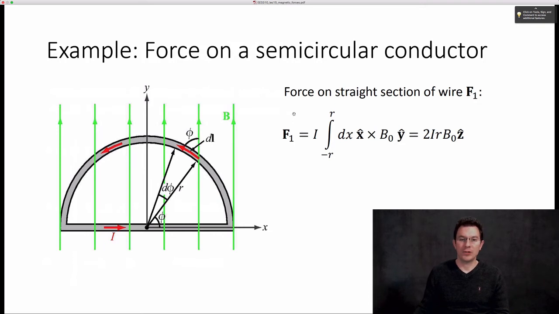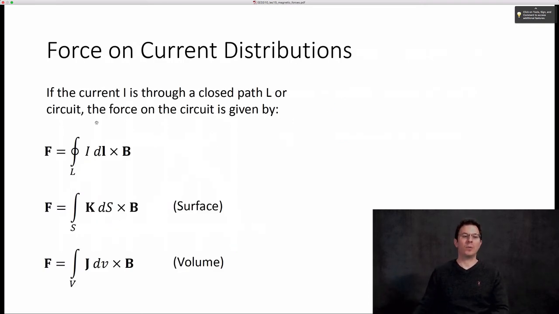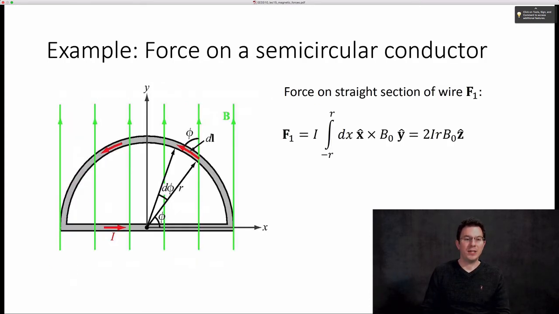And if you'll notice, like so many of the problems in this course, you have to figure out expressions for each of these terms in the more general expression. So what is dL in our case? Well, it's just a little differential length along the x-axis. So that's dx in the x-hat direction. That's dL. And we've been told that B has the form B-naught in the y-hat direction, just like that. So we take dx x-hat cross B-naught y-hat, and that gets us dx B-naught in the z-hat direction.